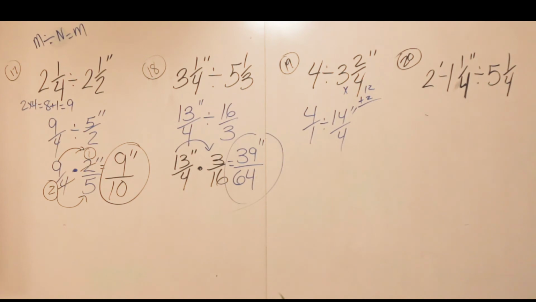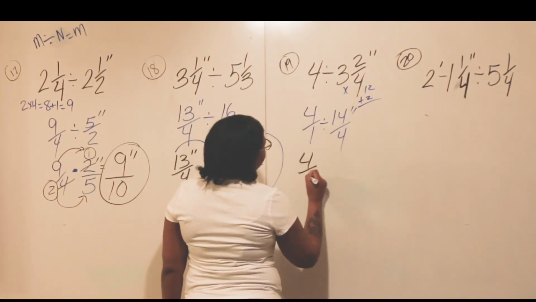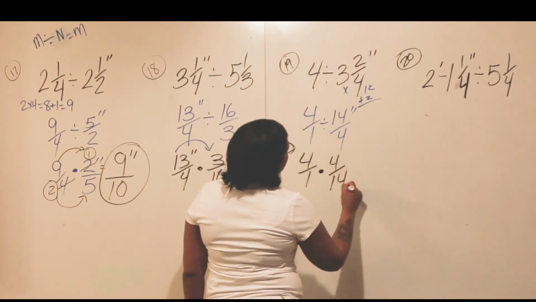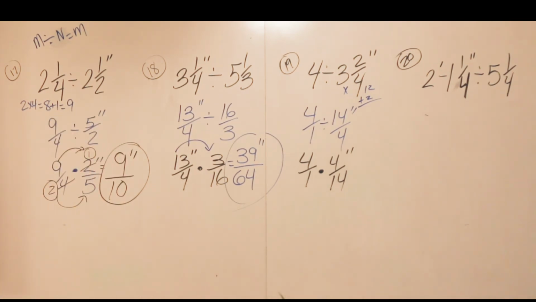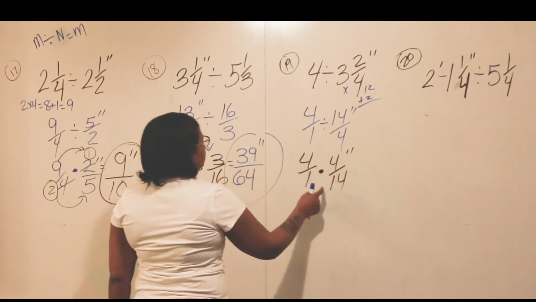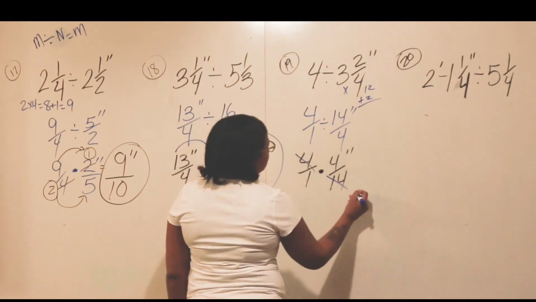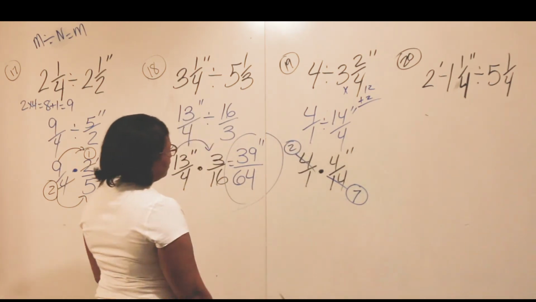4 over 1 times 4 over 14. Rewrite the first numeric expression, turn it to a multiplication problem, and reciprocate the second numeric expression. So can we cross reduce? 1 and 4 we know we can't. What about 4 and 14? Is there a number that can go into 4 and 14 evenly? Yeah. 2. 2 times 7 is 14. 2 times 2 is 4.